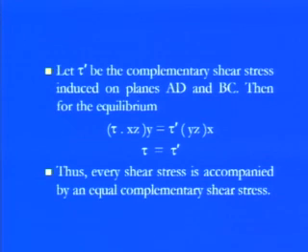We can easily maintain the equilibrium by taking moments. On one side we have sigma into xz, which is the force, and if we multiply by y, we have the total moment, which is exactly equal and opposite to the couple coming from the complementary shear stress. That is sigma dash, the complementary shear stress, into yz, the total force on the yz plane, times the distance x. If you compare both, you will find that sigma equals sigma dash. Thus every shear stress is accompanied by an equal complementary shear stress.